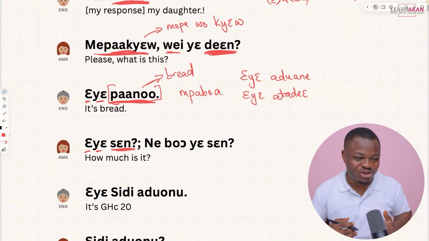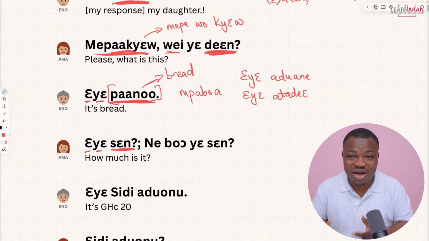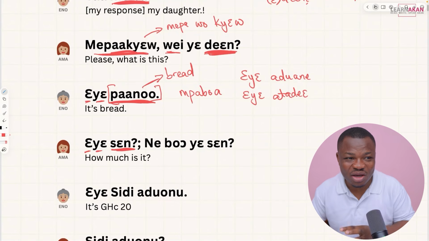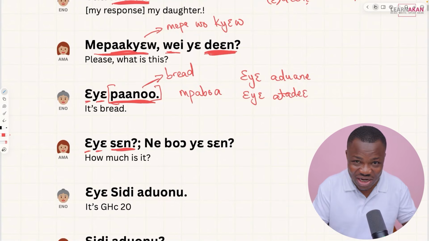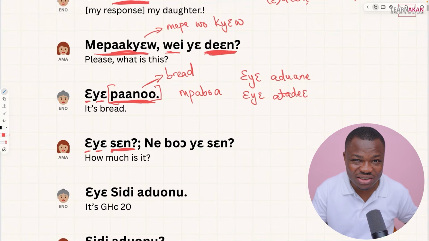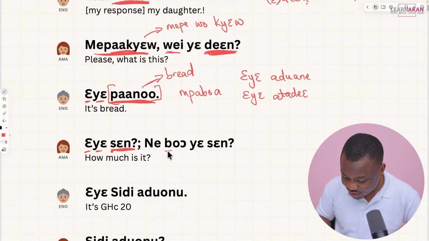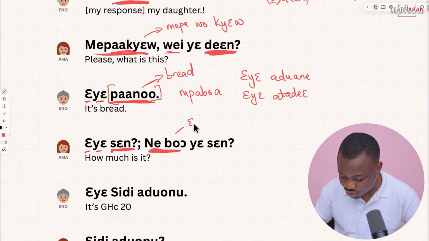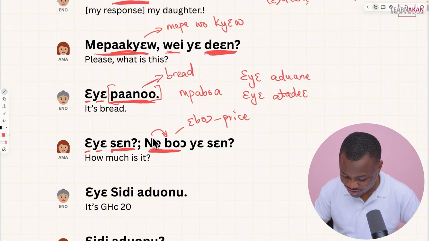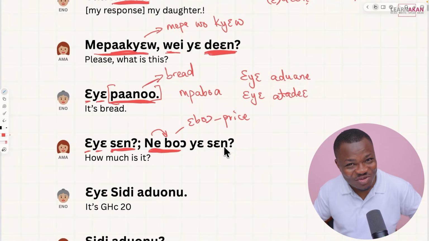But the context needs to be established. So for example, in this case, the context is within the market, right? So it's at a shop where a potential customer is asking about a product. So when you ask eye saying, definitely that would mean how much is it? But if the context is not established and you actually want the person to know that you are asking for the price, then you can bring nebo. The bo is from abo, which is price. So when you say nebo, you are saying its price. So this is the possessive adjective. Nebo, its price, eye saying, is how much?